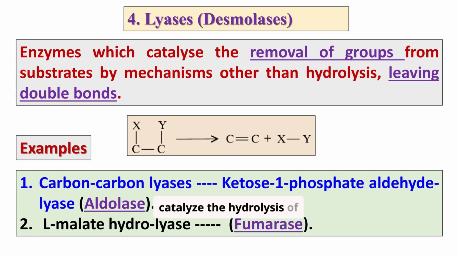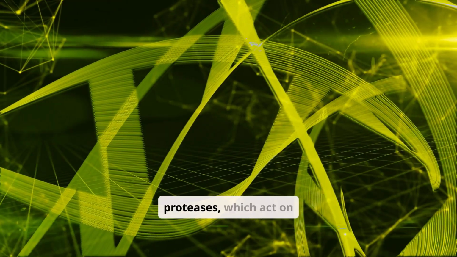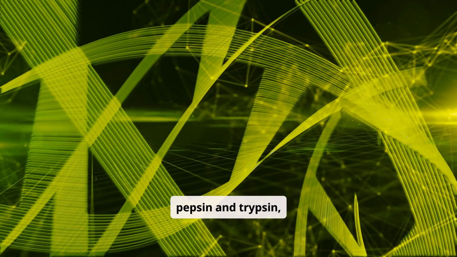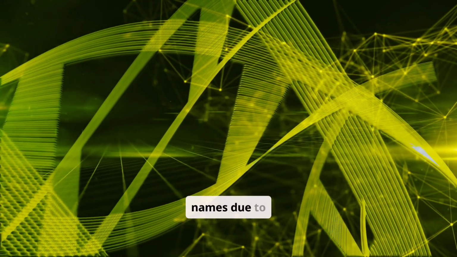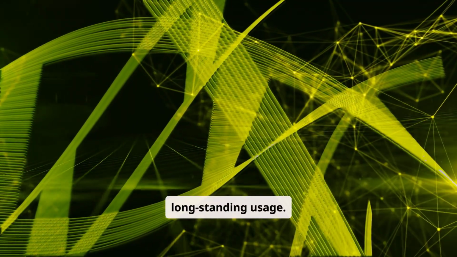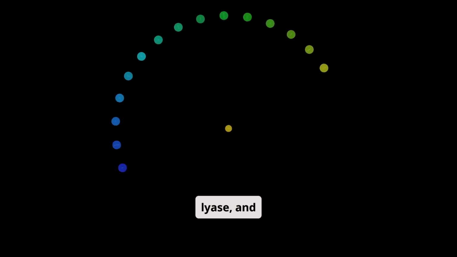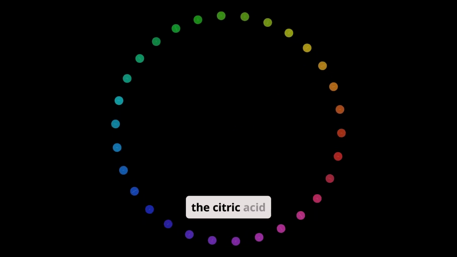Hydrolases catalyze the hydrolysis of substrates by adding water across the bond they split. Examples include lipases, which act on ester bonds, and proteases, which act on peptide bonds. Some proteases, like pepsin and trypsin, retain their traditional names due to long-standing usage. Lyases catalyze the removal of groups from substrates through mechanisms other than hydrolysis, leaving double bonds. Examples include aldolase, a carbon-carbon lyase, and fumarase, which is involved in the citric acid cycle.